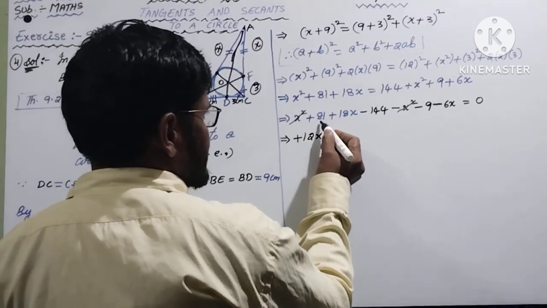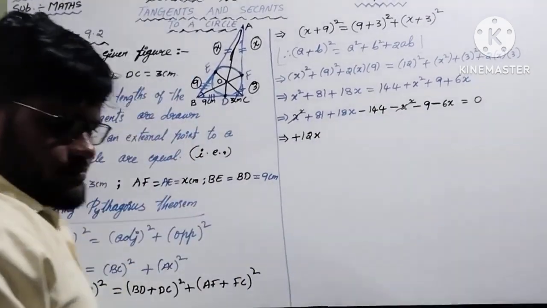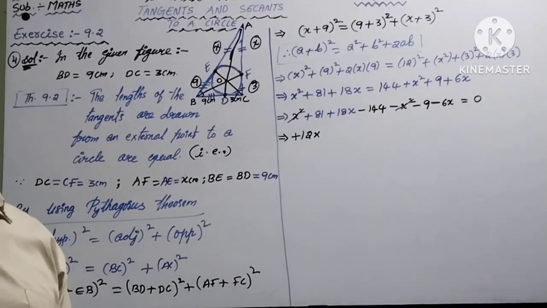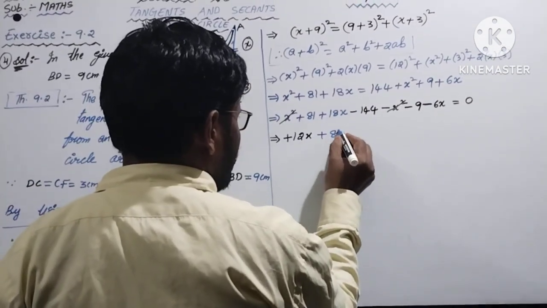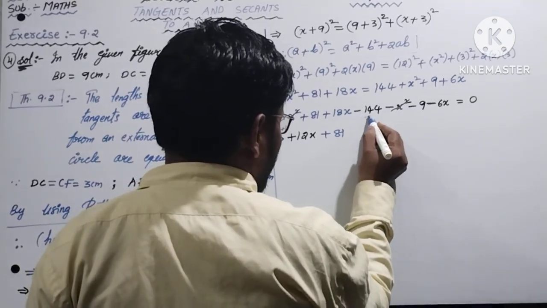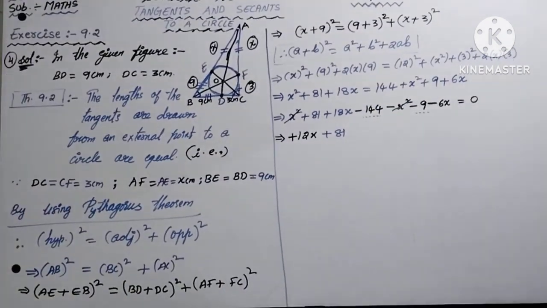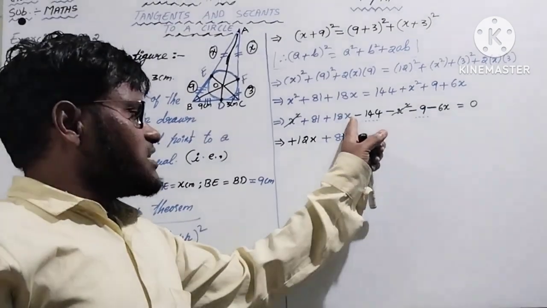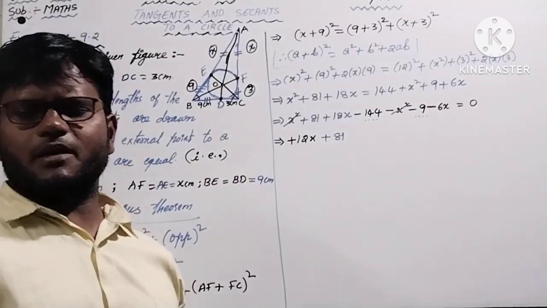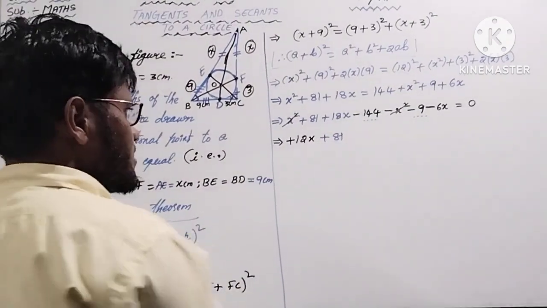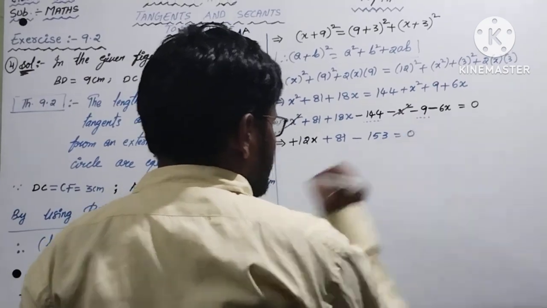The next step, all constant terms only having here. First one is 81, this is plus and both are in minus. So first add these two numbers. Okay, negative numbers are having both. Plus 81 keep as it is otherwise. Then minus 144 minus 9, both are negative numbers. So add the numbers. Minus 144 minus 9 means minus 144 add 9, minus 153. Minus 153 equals to 0.